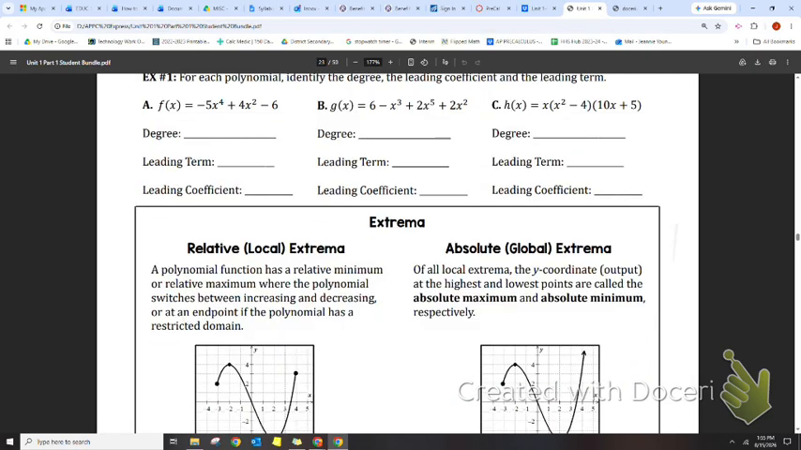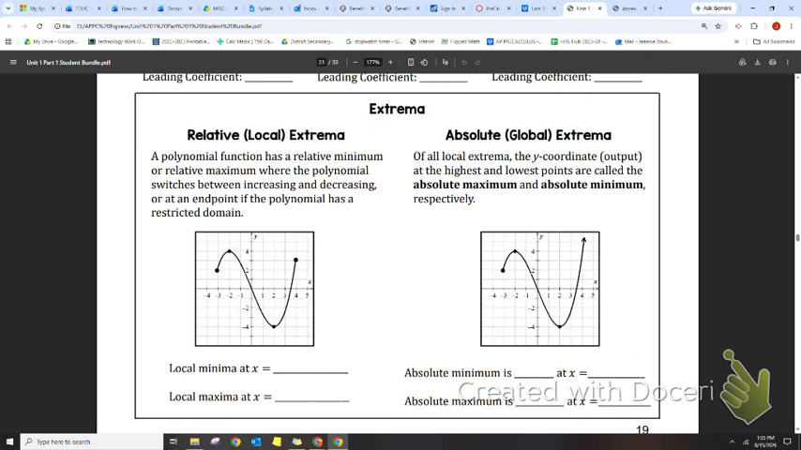All right, let's talk about extrema. What are extrema? Extrema are like your maximums and your minimums. And so we have two types. We talk about relative or local extrema, and then absolute or global extrema. Relative or local are maximums or minimums between 2 points.